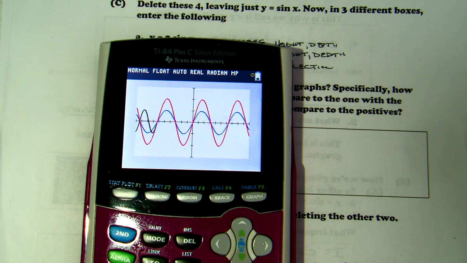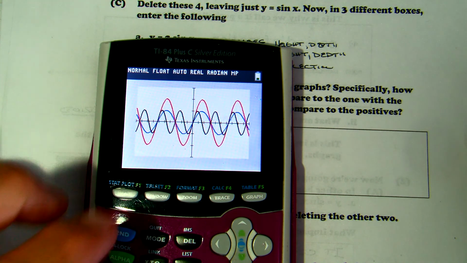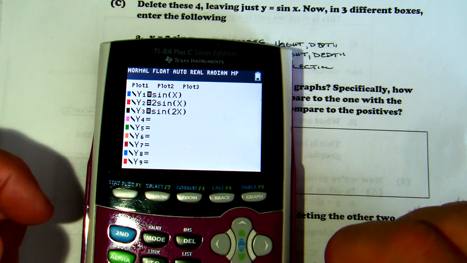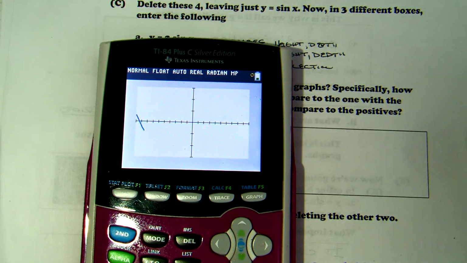Now here is sine of 2x. Wow, that's moving quick. What causes that to move quick is it's going through its cycle quicker. So basically I'm going to get rid of the 2 sine x so we can compare them specifically. So here's the sine of x moving kind of slow. It's an older graph, so it takes a little time for it to get started.